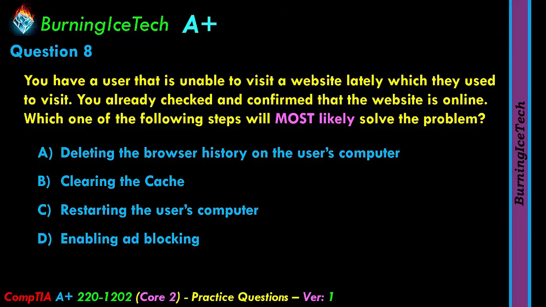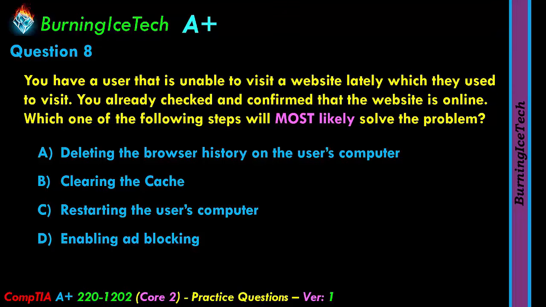Looking at answer D, enabling ad blocking. Now, that's not going to solve the problem because it's not an ad issue. They literally said they cannot load the site at all. They're unable to load the website, which means they're not even going to see any ads. So it's not a matter of they're seeing ads and they want to try and avoid seeing ads. The user said they're unable to visit the website lately. If they're not even able to load the website, they're definitely not going to see any ads on this website. So D has got nothing to do with this, guys.